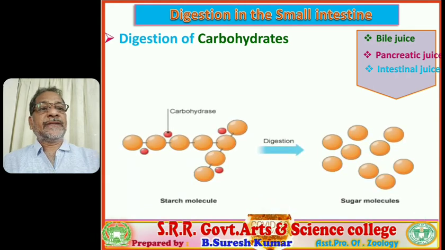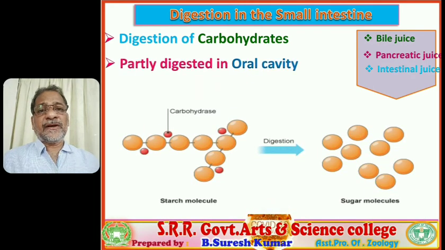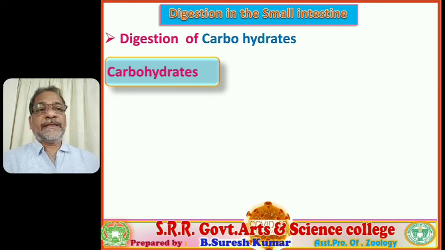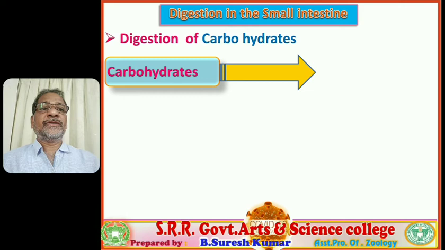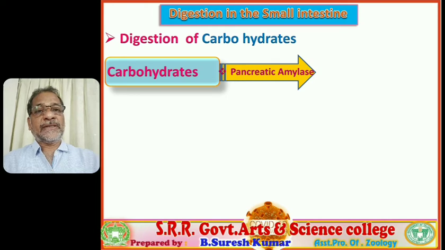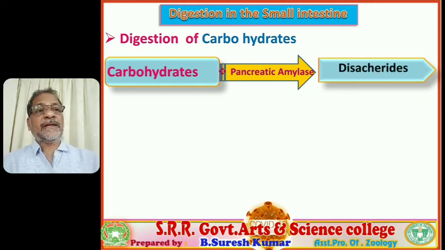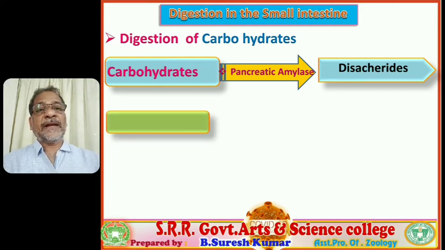digestion of carbohydrates. So carbohydrates, polymers, starch, like that. The carbohydrates undergo digestion and ultimately produce glucose monomer. Partly, carbohydrates are digested in the oral cavity and dextrins are produced. The remaining undigested carbohydrates are digested in our small intestine. In our small intestine, the pancreatic juice contains amylase enzyme. That amylase enzyme acts on carbohydrates and breaks them down into disaccharides, otherwise dextrins. Disaccharides are simpler sugars than carbohydrates, like sucrose, maltose, lactose. They contain only two units.